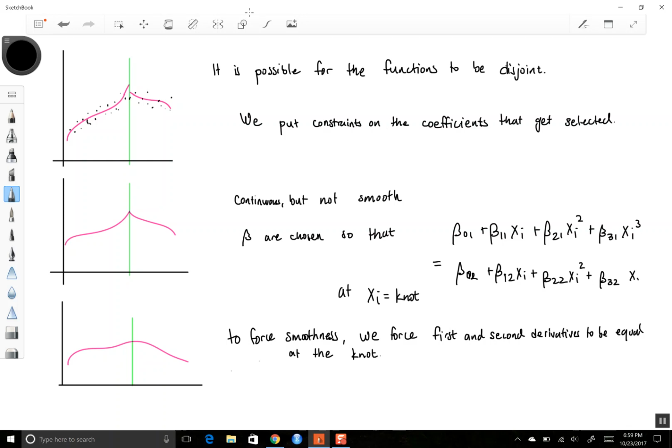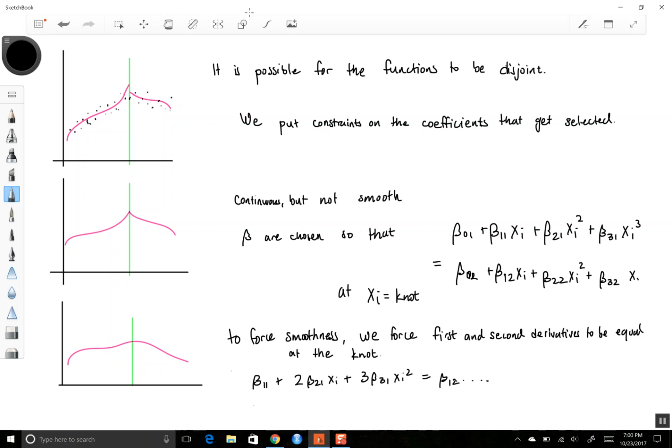So this basically says that at the knot, the functions have to be equal, but to force smoothness, we can also just say the first derivative. So that would be b11 plus 2 b21 x plus 3 b31 xi squared is equal to basically the other thing, b12, et cetera.